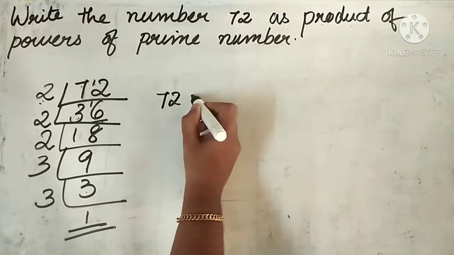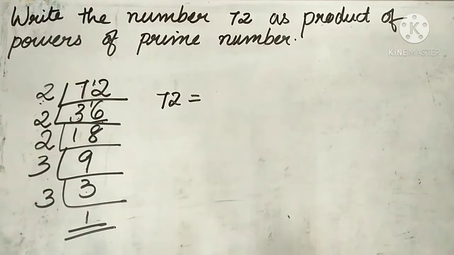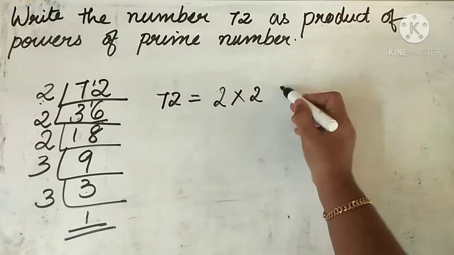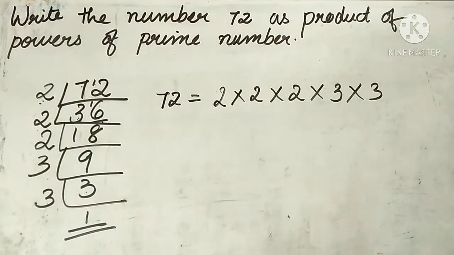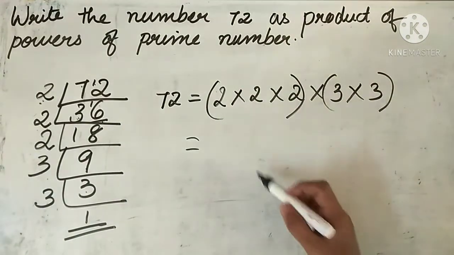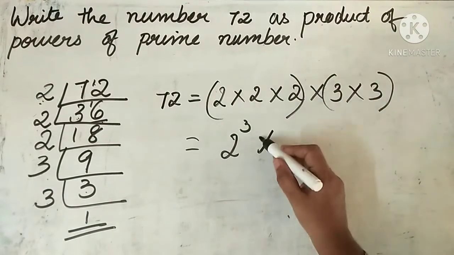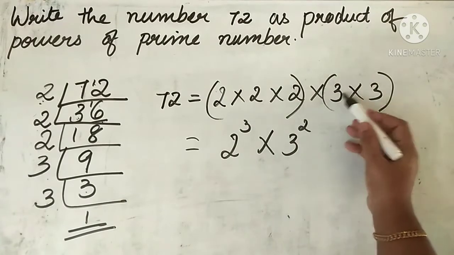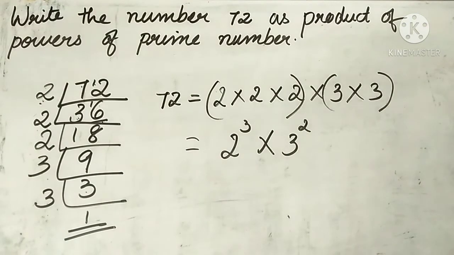So this 72 we can write as 2 into 2 into 2 into 3 into 3. Now I am going to group the 2s and 3s separately. How many times is 2 there? 3 twos are there, so 2 raised to 3. How many 3s are there? 2 threes, so 3 raised to 2. This is how we represent a number as a product of powers of prime numbers.